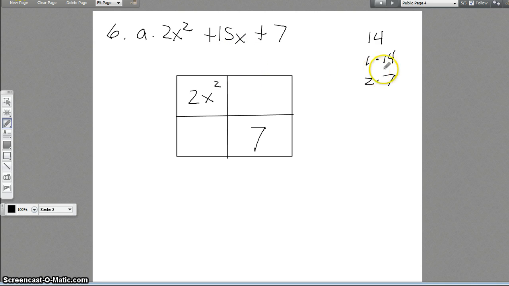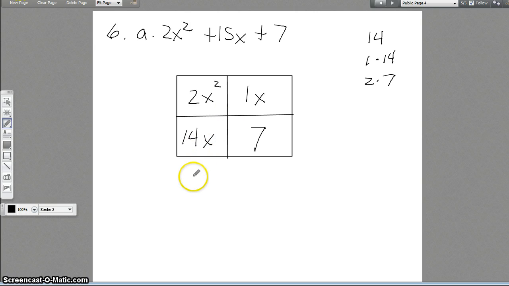We want to find which factor pair adds to 15. Well, 1 plus 14 is 15. So we're going to use 1 and 14. So we're going to have a 1 and a 14. And those have to be x's because they have to add to 15x, so they have to be x's.